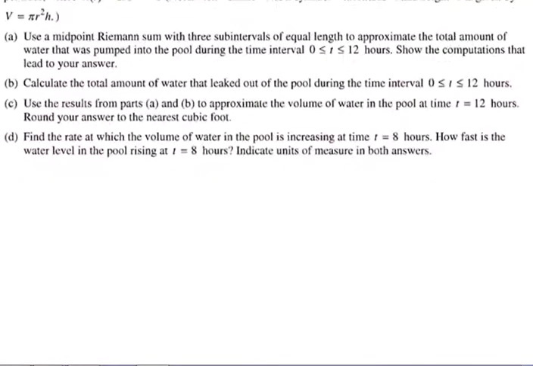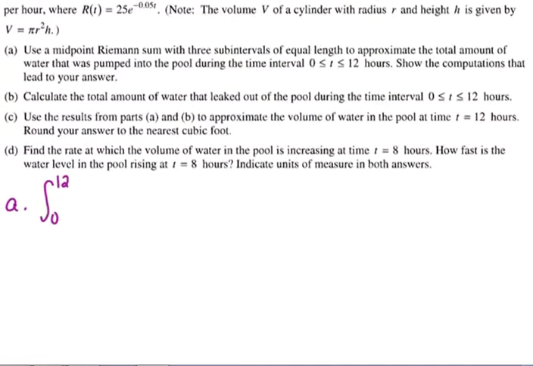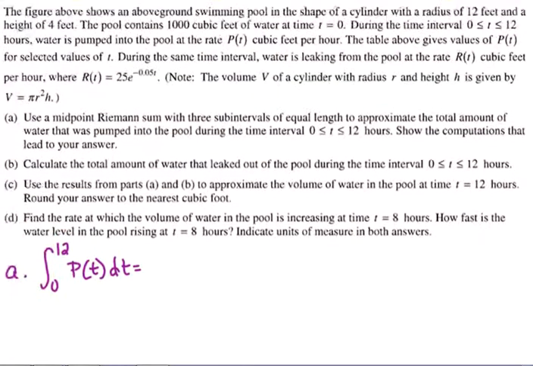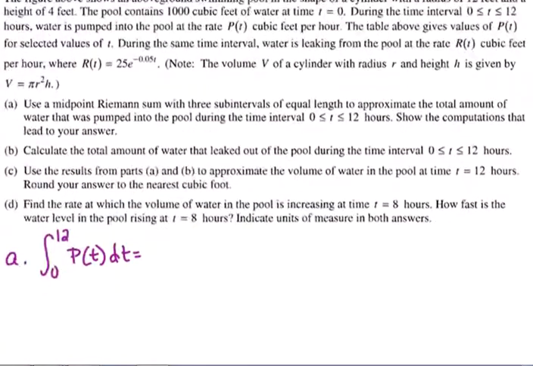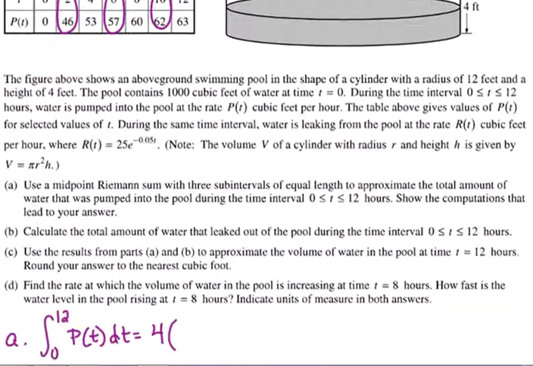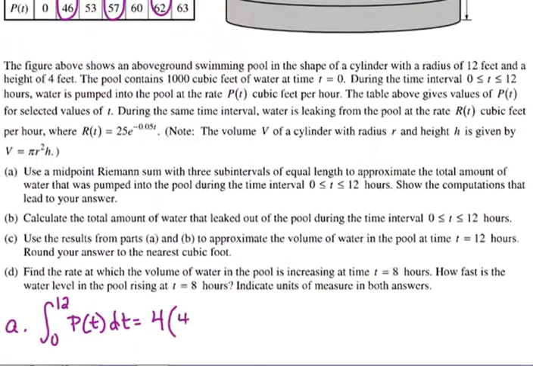Now, it can't hurt to show the idea of what we're talking about here. We're going from 0 to 12 of that function. They name that one P of t. The integral of P of t dt is equal to, we're just talking rectangles here. So the width of each one is 4, so I'm just going to keep that in front. The height, we've got 46, 57, and 62.